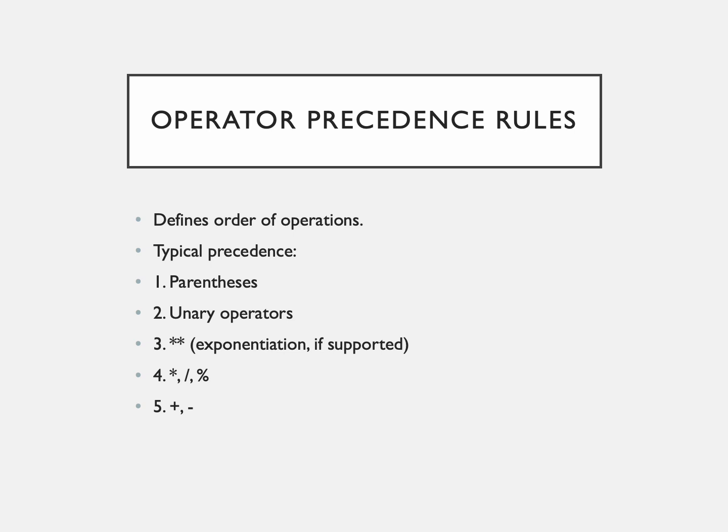Now, operators with higher precedence are evaluated first, as I said, and operators at the same precedence level follow left to right associativity, except for exponentiation, which is right to left in some languages. And parentheses override precedence, allowing us to control the order of operations explicitly.